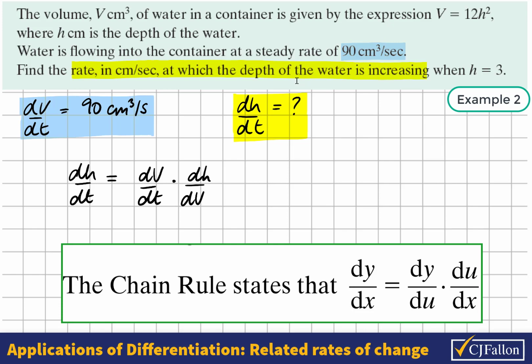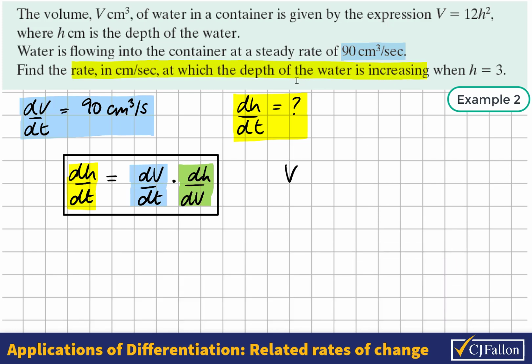So here we have a parametric formula for finding dH/dt. dH/dt, the thing that we want to find, is equal to dV/dt, the thing that we were given, multiplied by dH/dV. So we're going to perform a differentiation here. Do we have a formula that represents V in terms of H? Well, we were given this at the start. We were told that V equals 12H squared.